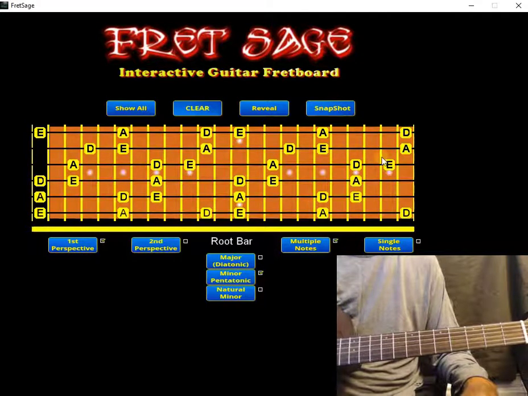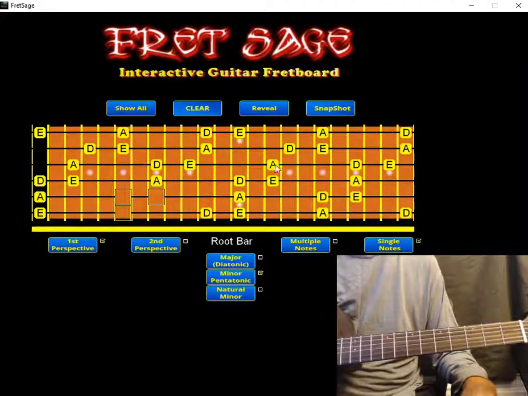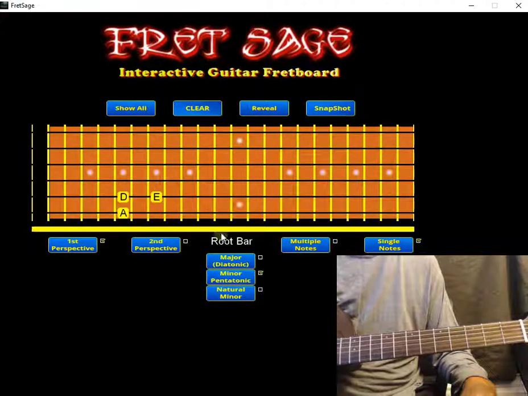Now you can see all the different connections here, but it's not really clear at this point how they connect. So we're just going to put this in single note for now. Keep these three right here. Clear everything else.